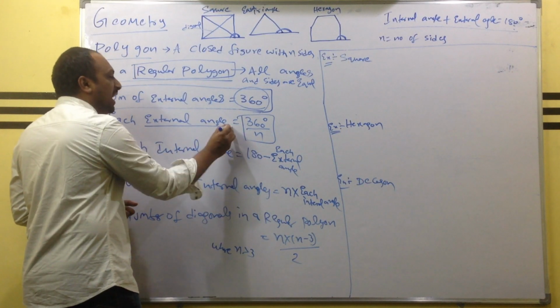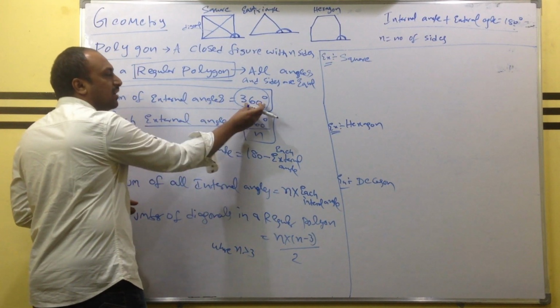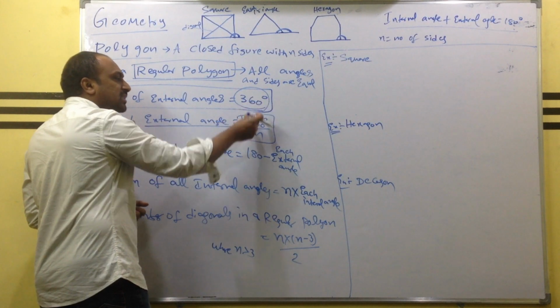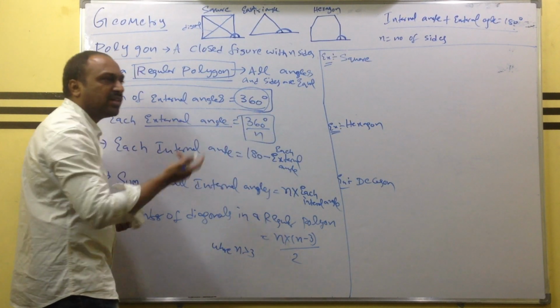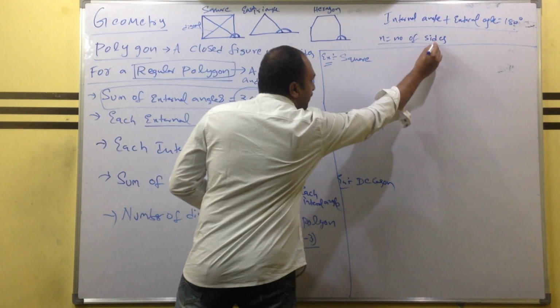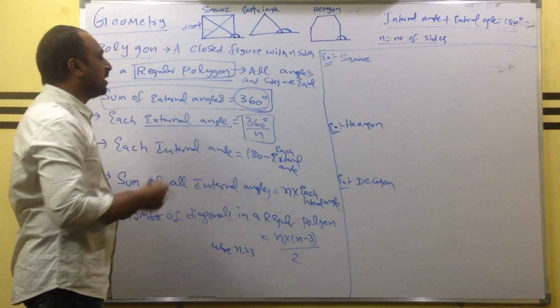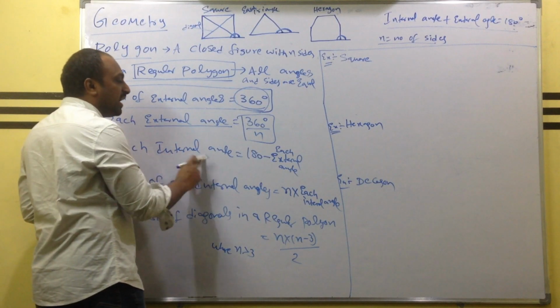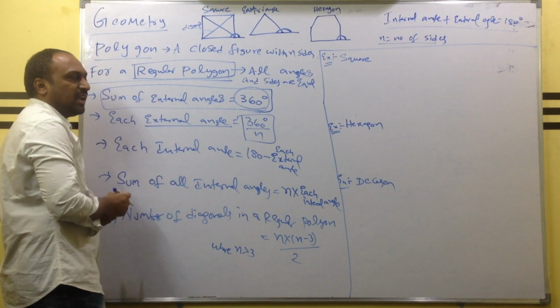So each external angle is nothing but, if you know the sum of external angles of any regular polygon is 360, generally 360 by n, where n is the number of sides of that particular polygon. Each internal angle, this is very important, each internal angle.